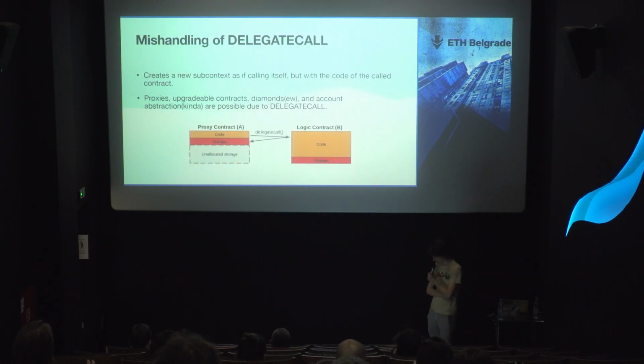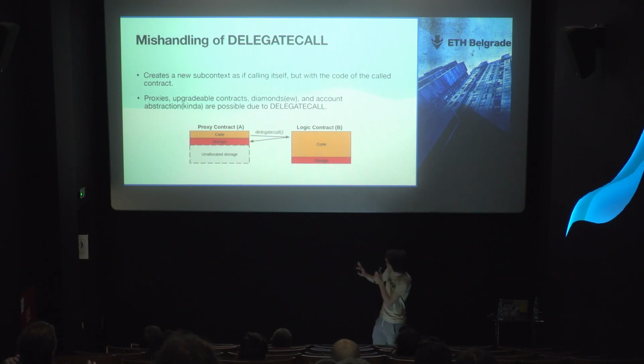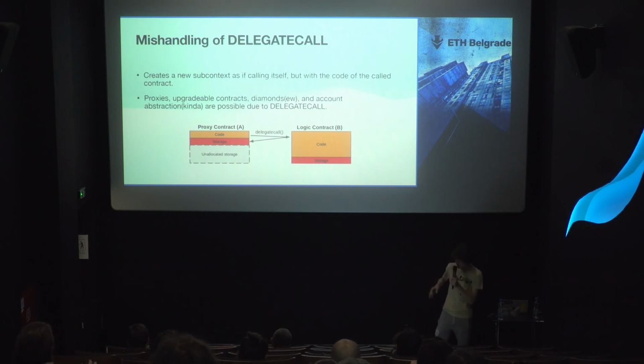Delegate call creates a new subcontext as if calling itself, but with the code of the called contract. What this essentially means is that we have a proxy contract that delegate calls into a logic contract. This allows us to have proxies that have business logic here. The cost to deploy a proxy contract is relatively cheap, and then you can use the storage of this one with the logic of this one. It makes things like upgradable contracts, diamonds if you're masochistic, and account abstraction, kinda, possible.